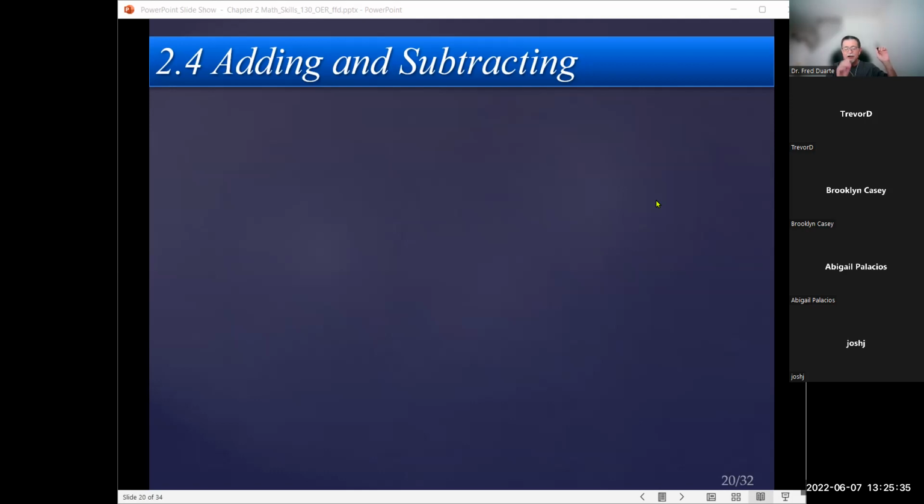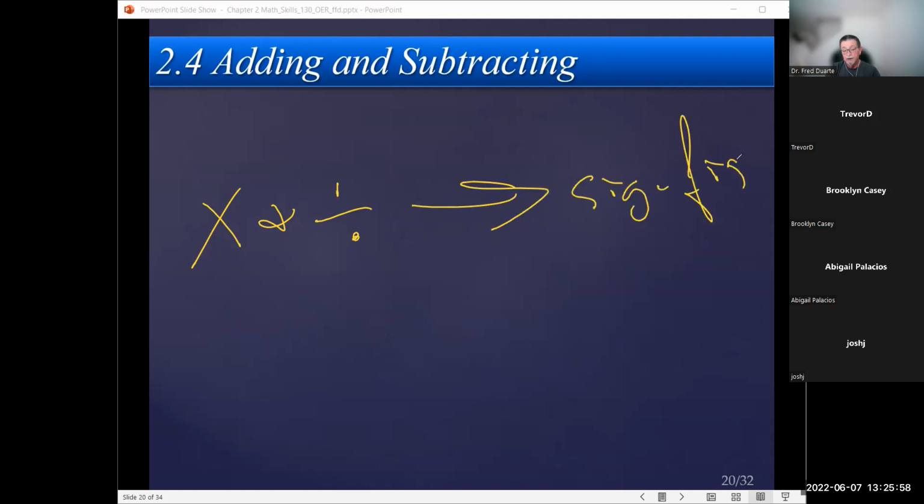Let me try this again. Multiply and divide. Sorry, I got twisted here. Multiply and divide, we think sig figs, okay? So multiply and divide, think significant figures, okay? Your answer should have no more significant digits than the least accurate number, the number with the least number of sig figs, okay?